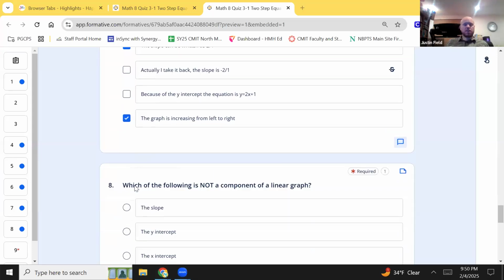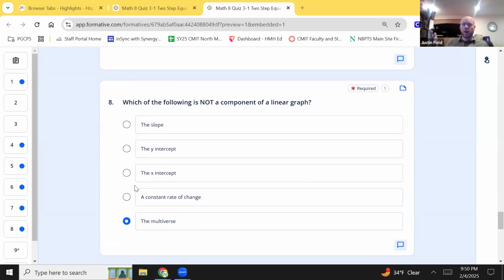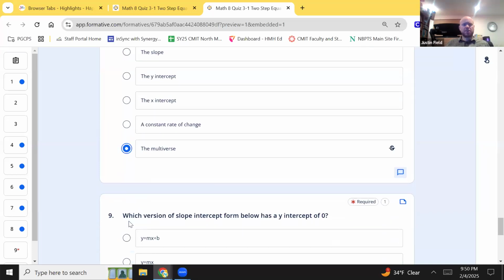All right, I think we're doing pretty good. I think we got them all right so far. Okay, which of the following is not a component of a linear graph? Well, we know the slope, the y-intercept, yes. The x-intercept is also on a graph. A constant rate of change is the definition of a linear graph. The multiverse, I think that's something from Spider-Man. That is not a component of a linear graph.